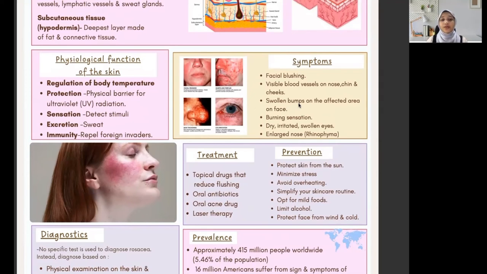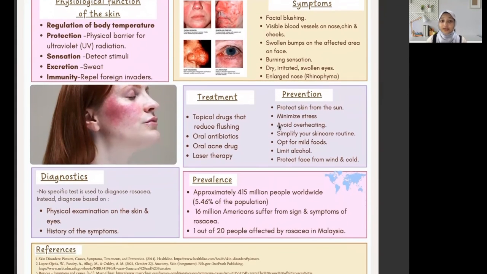Rosacea will not only affect your skin, but it can also affect the skin around your eyes and also your eyes. So here is the picture of an eye irritation. And finally, an enlarged nose, also known as rhinophyma. An enlarged nose is caused by skin thickening around the nose because of rosacea. So here is the picture of rhinophyma.